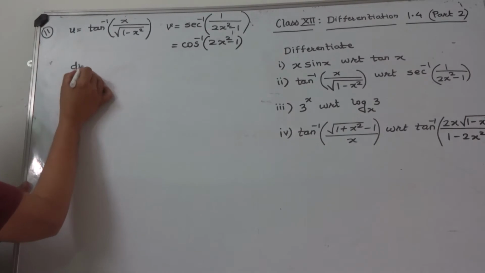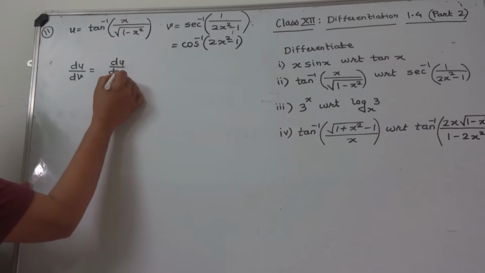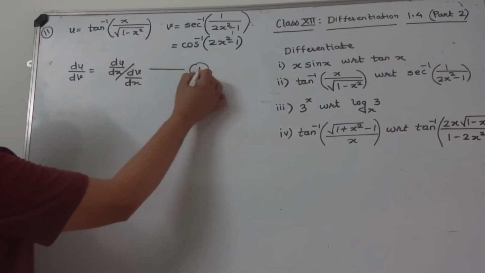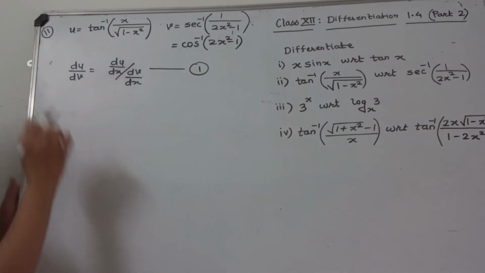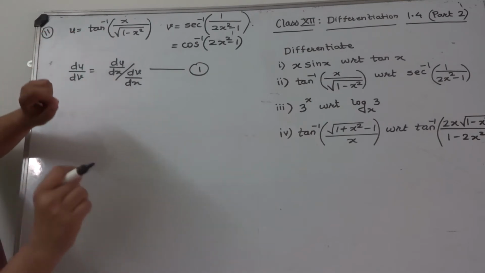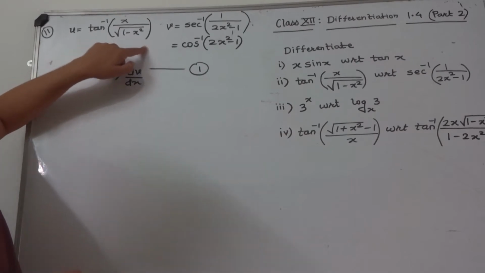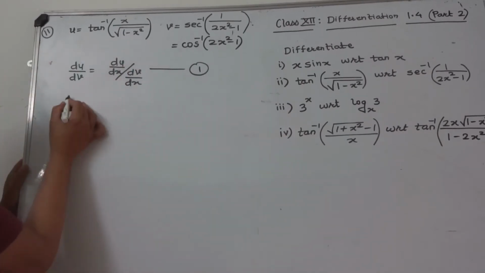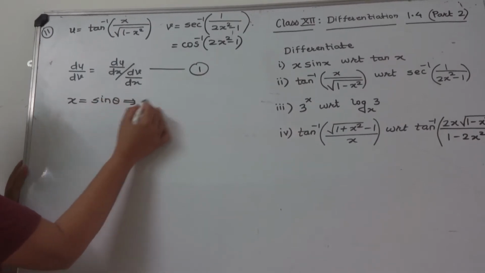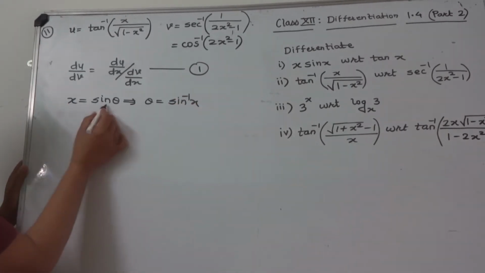Now from here we will get du by dv is equal to du by dx upon dv by dx. This is equation number 1. Now in this, what substitution will we use? We generally use sin, tan and sec. This is 1 minus x square. We know 1 minus sin square theta is cos square theta. So we substitute x equal to sin theta, which will imply theta equal to sin inverse x. And we use this x equal to sin theta here.